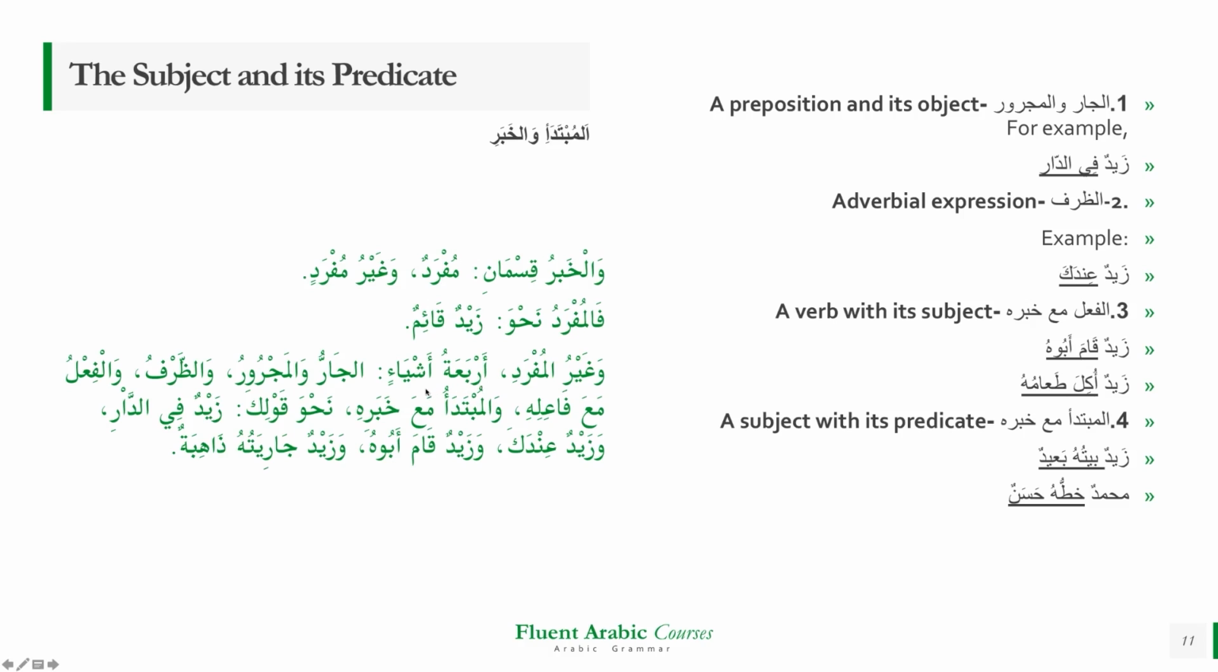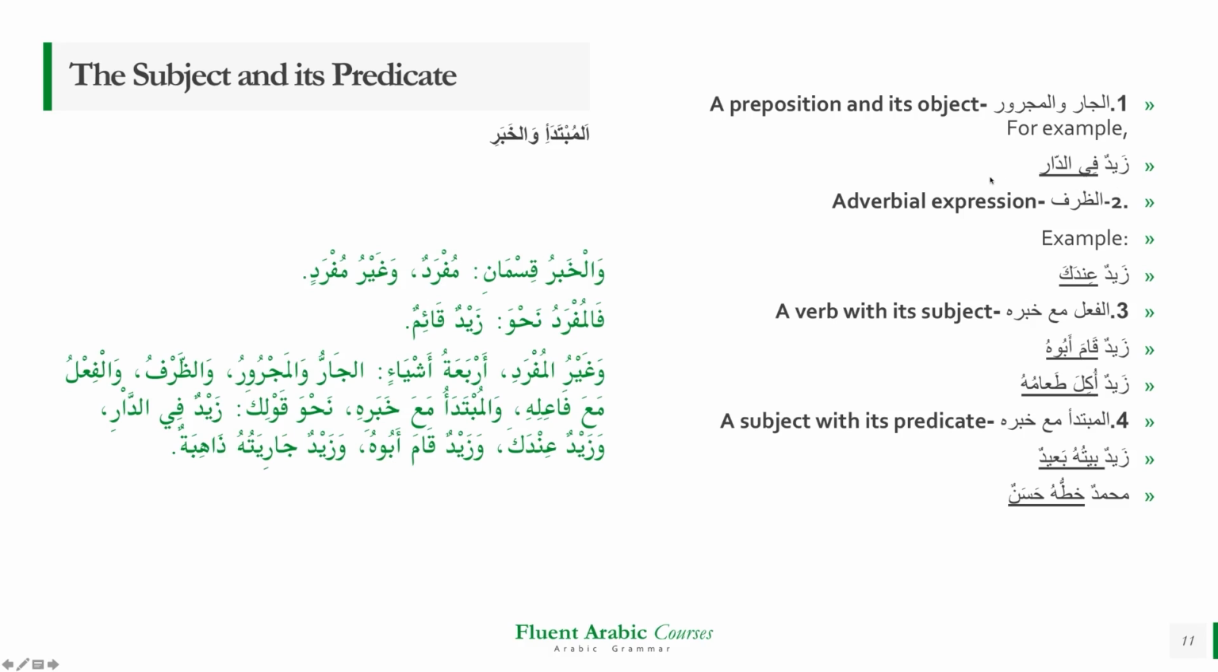وغير المفرد أربعة أشياء. The khabar, which is not a single word, which is غير مفرد, can come in four forms. They are الجار والمجرور والظرف والفعل مع فاعله والمبتدأ مع خبره. What does this mean? When you look at the examples, this will become clear inshallah. So for the first example, the khabar, which comes in the form of the jar and majroor. Let us look at this example.